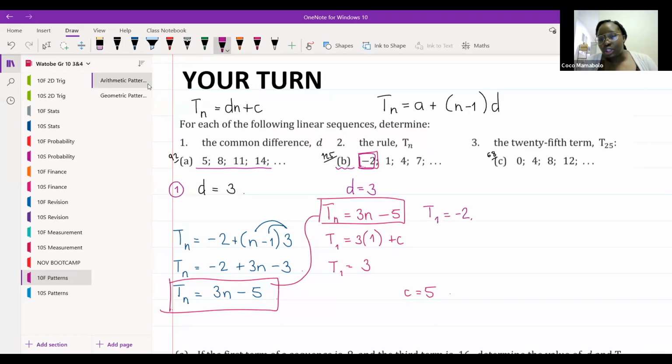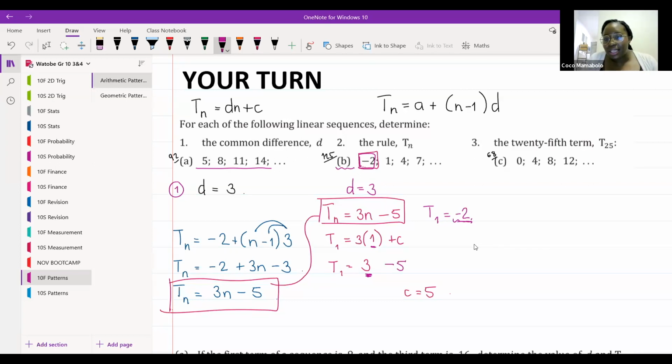Now, if I substitute 1 into my formula, I end up with just 3, but my T1 is -2. How do I get from 3 to -2? What do I need to add or subtract to get from 3 to -2? Guys, answer that question for me. I'm at 3, I need to get to -2 for my T1. What do I need to add or subtract to get there? Correct, subtract 5. Minus 5.